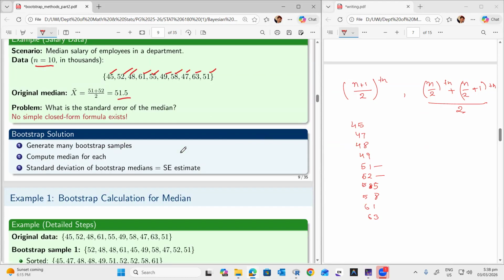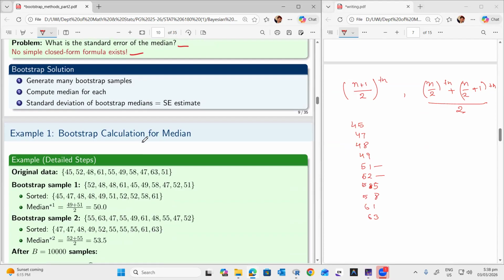What is the standard error of the median? If I am going to ask you, what is the standard error of the median? So no simple closed form formula exists for the standard error of the median. So what we are going to do here now, we are going to generate many bootstrap samples and compute the median for each, and then we find out the standard deviation of the bootstrap medians. That will be the standard error of the estimate.